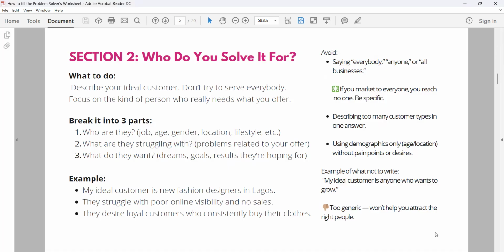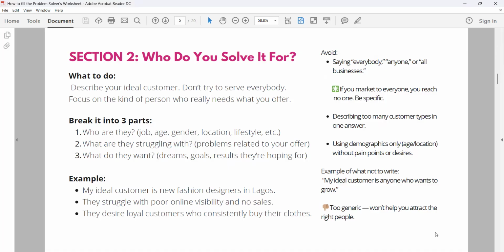Break it into 3 parts. The first one, who are they? You can talk about their job, their age, their gender, location, or lifestyle. It doesn't mean you will do all. What are they struggling with? What problem is related to what you are offering? What do they want? What's their dream? What's their goal? What do they want to achieve? What's the result they are hoping for?